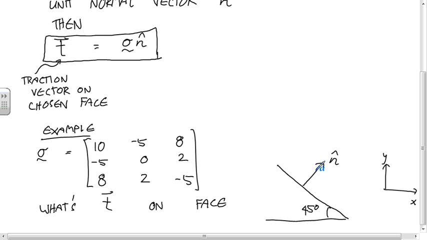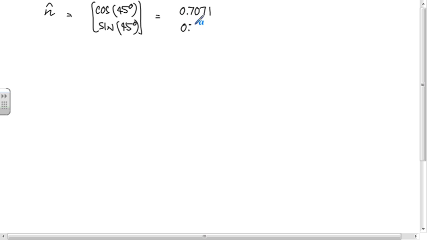Okay, so that unit normal is cosine of 45 degrees, sine of 45 degrees. So that's 0.7071, 0.7071. And what's the z component? This is in a plane, so the z component is 0. So really, since all of these calculations are in 3D, I need to include that always.